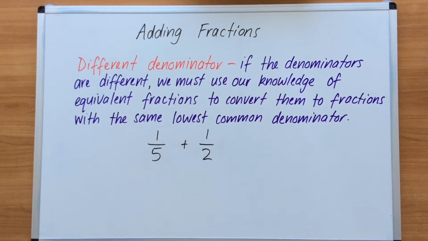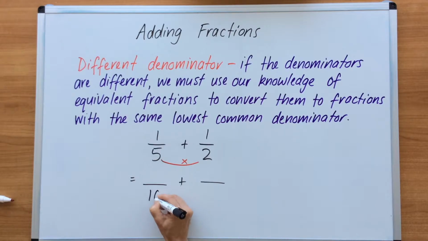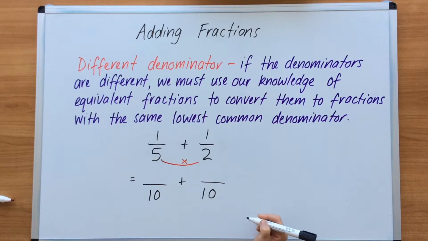For different denominators, such as 5 and 2, we must use our knowledge of equivalent fractions to convert them to fractions with the same lowest common denominator. In order to do that, if I multiply 5 times 2, I get the number 10, and that is going to be our new denominator. The next step, in order to get the numerators, is to cross multiply.